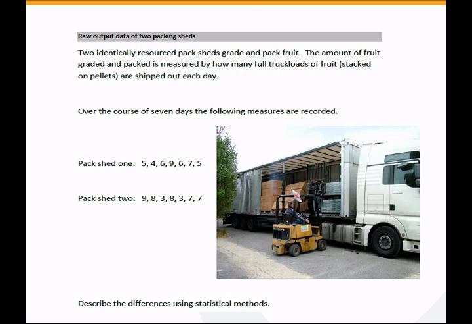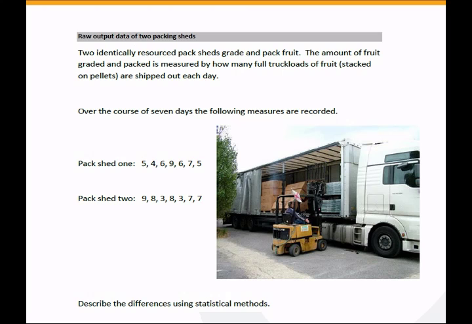2 identically resourced pack sheds grade and pack fruit. The amount of fruit graded and packed is measured by how many full truckloads of fruit stacked on pallets are shipped out every day. Over the course of 7 days, the following measures are recorded. So for pack shed 1, they ship out 5, 4, 6, 9, 6, 7 and 5 over that week. Pack shed 2 on the other hand, 9, 8, 3, 8, 3, 7 and 7.